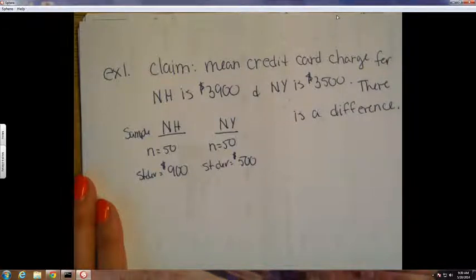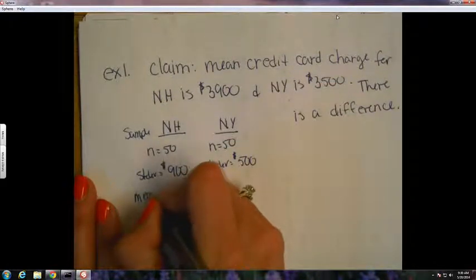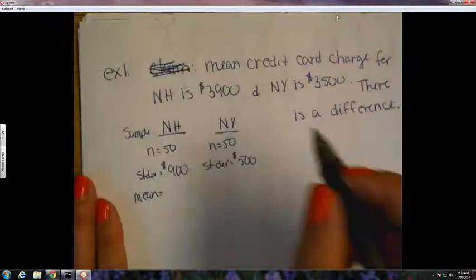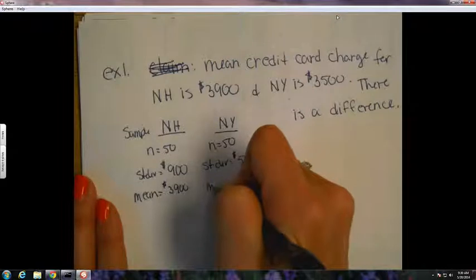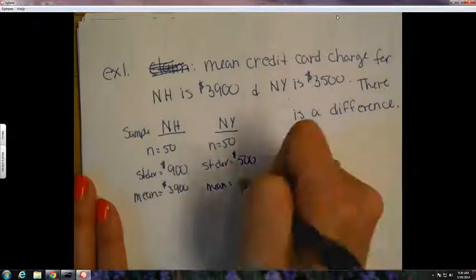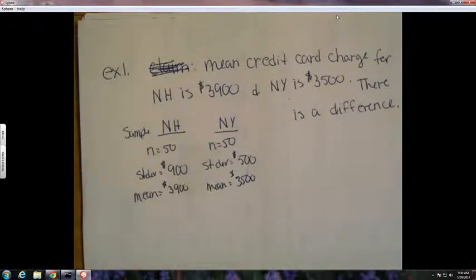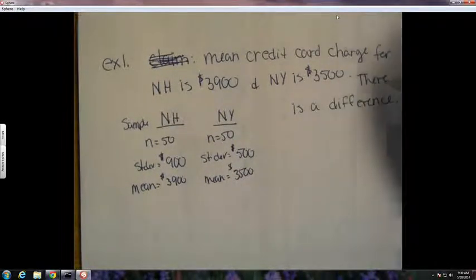Oh no, this was the sample information. Sorry about this. The mean. This is not the claim. That's why I mislabeled it. Sorry about all that. New Hampshire, the mean was 3,900. And the mean here is 3,500. That was their survey. I didn't read that very well. My tired brain didn't kick in yet. Okay. So the claim is over here. There is a difference in the mean credit card charges.